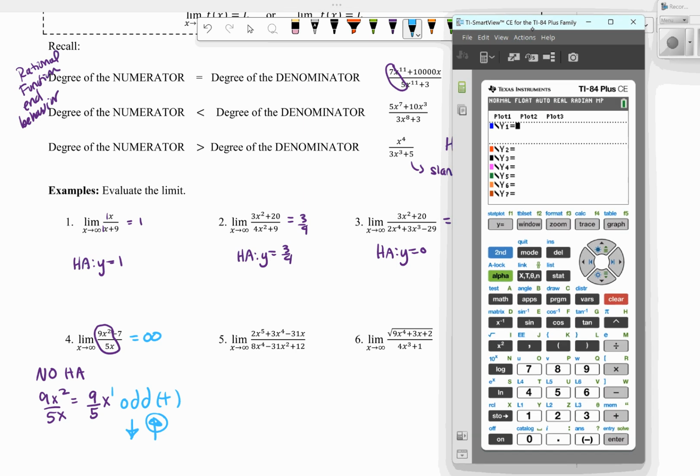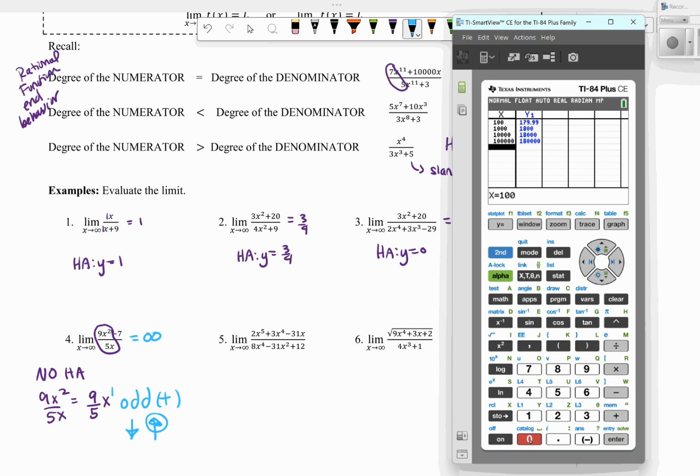If we plug this into our y equals, parentheses 9x squared, oops, missed the x, parentheses 9x squared minus 7 divided by 5x. Again, make sure you put that in parentheses. Otherwise, it's going to think you're dividing by 5 and timesing that by x. So now if we go to our table and plug in very large values of x, let's just say we plugged in 100, and then we plugged in 1,000. And then we just kept plugging in larger and larger values for x.